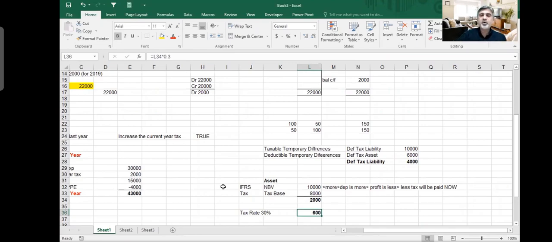If you want to write it down in accounting language, I would say that this one transaction is going to have $600 taxable temporary difference, which means that there will be a $600 deferred tax liability. Are we clear on that? Yes, sir. Clear. Any further question you want to ask?